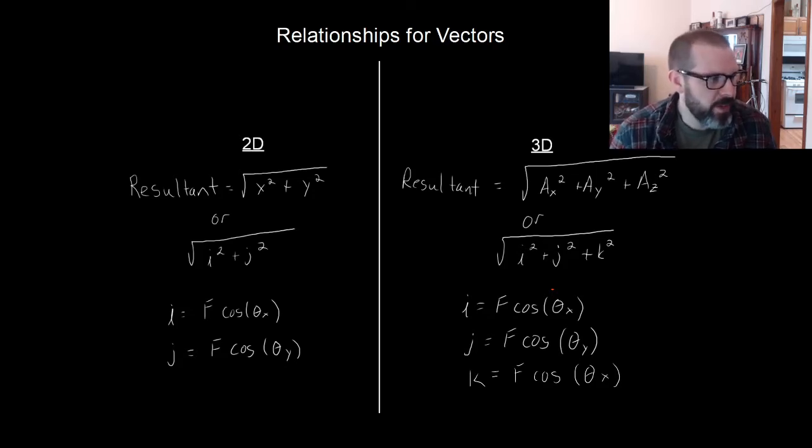If we have a vector in its rectangular coordinates, either x and y coordinates or a sub x, a sub y, a sub z, we want to find the resultant of that vector, we use the Pythagorean theorem. We square each of the quantities and take the square root of that.